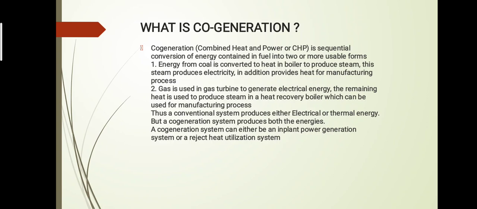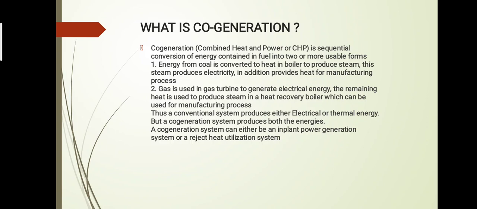First, energy from coal is converted to heat in a boiler to produce steam. This steam produces electricity. In addition, it provides heat for the manufacturing process. Second, gas is used in a turbine to generate electrical energy. The remaining heat is used to produce steam in a heat recovery boiler, which can be used for the manufacturing process.